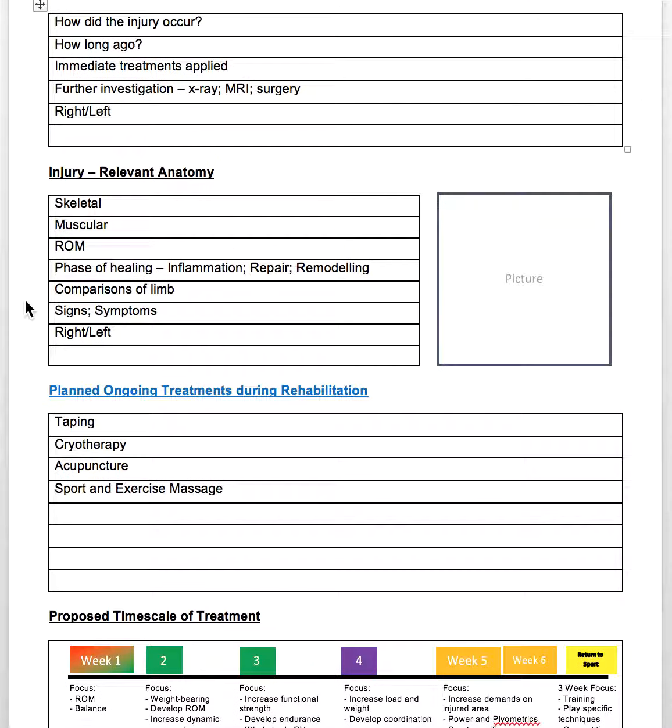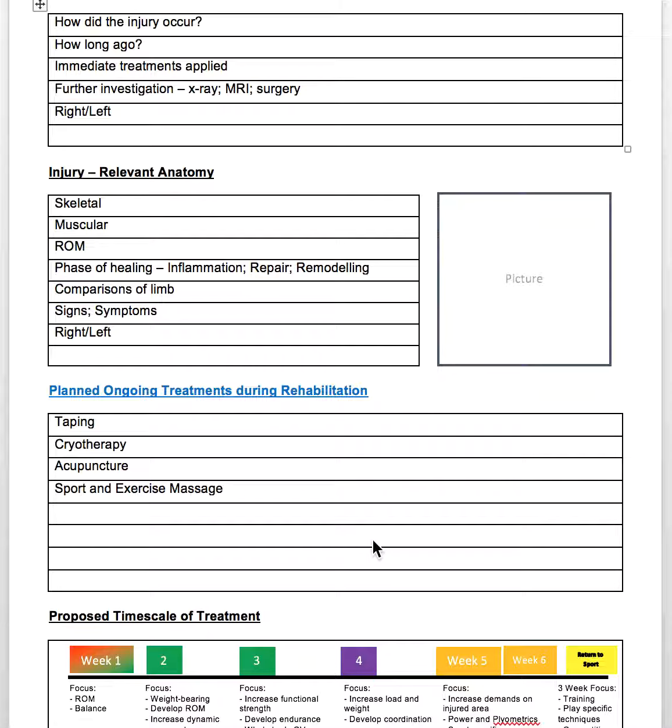Okay. Next, what we're doing is we're discussing relevant anatomy. So here we're detailing any bones, any muscles involved in terms of the area or site of injury, the range of movement that you currently have, what healing phase in terms of where you stand at the moment, signs and symptoms, and then what we will do is we will detail a picture of the injury or injury site. So, for example, you might find a picture of a dislocated shoulder, if you've got a shoulder dislocation, or anything linked to your chosen injury.